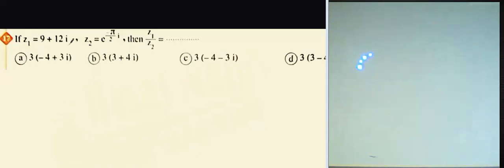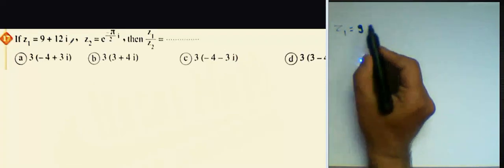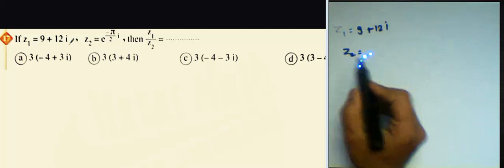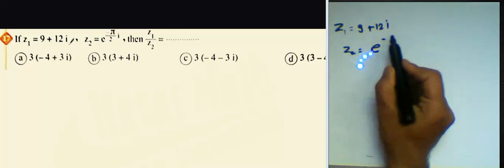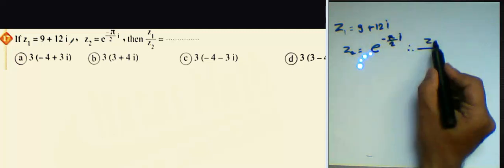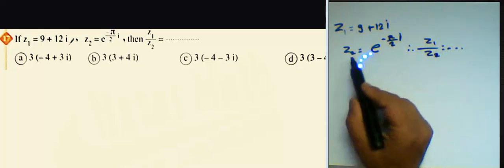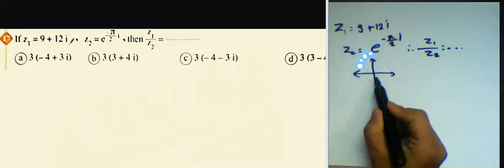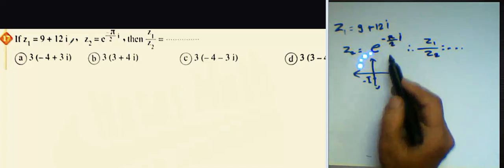Question 17. If z1 equal 9 plus 12i and z2 equal e power negative pi over 2 multiplied by i, then z1 over z2 equals what? We know z2 equals e power negative pi over 2 i. Its meaning is what? Negative i. Then z2 equals negative i. Angle here equals negative pi over 2.